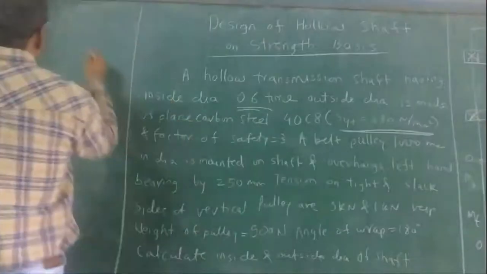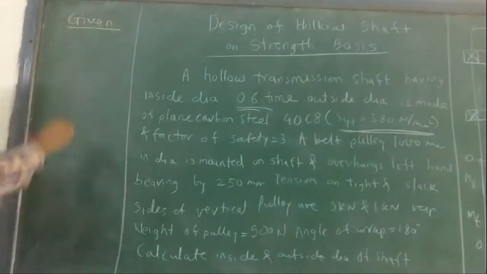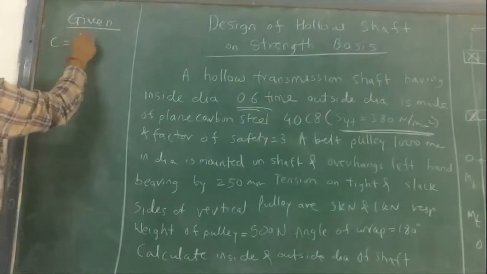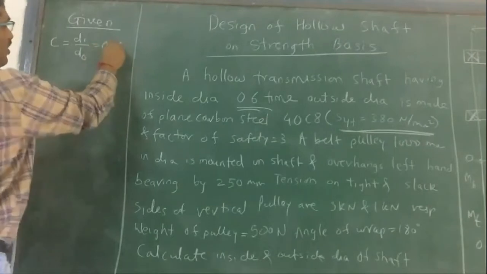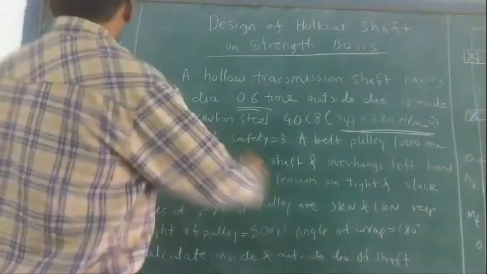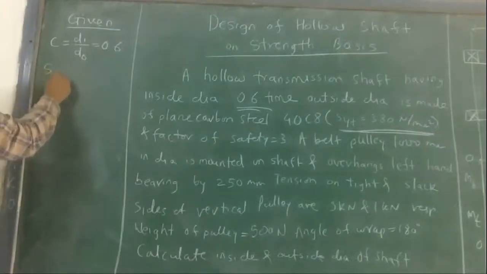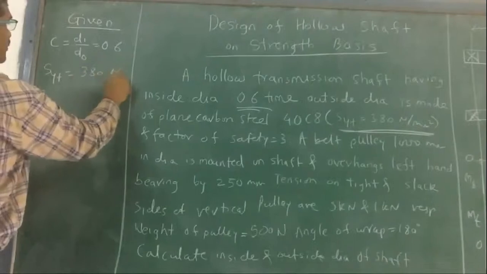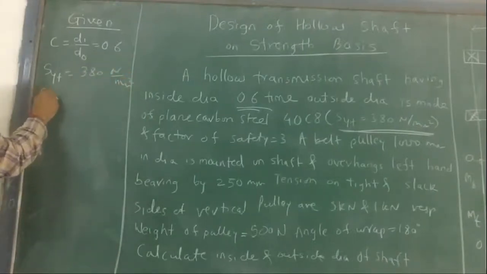problem tells us, right? Let's write down what is given. The first thing it tells us is di upon do, the ratio of inside and outside diameter of the shaft, is 0.6. And then we know SYT. SYT is 380 Newton per mm square. And the next statement is the factor of safety is 3.